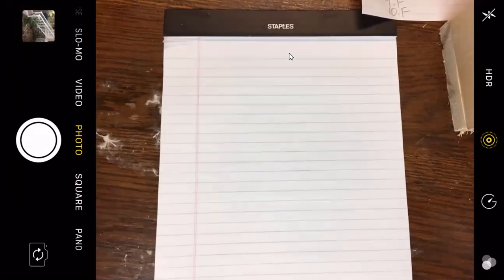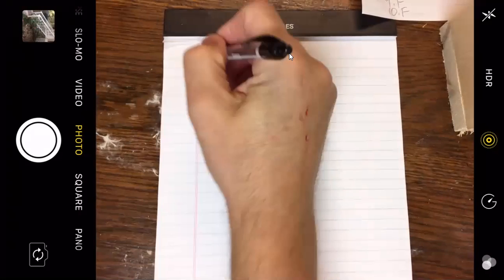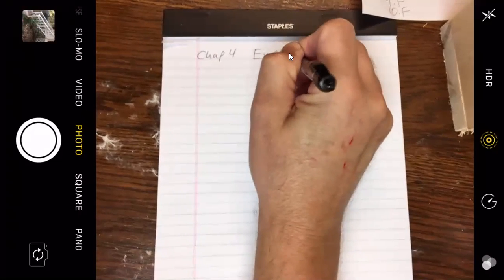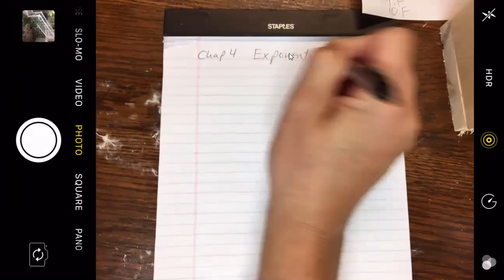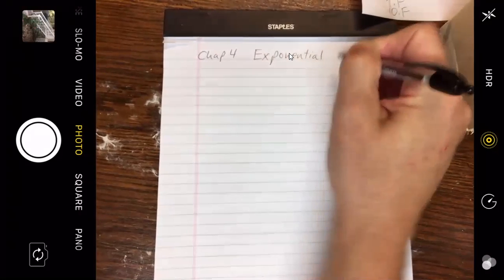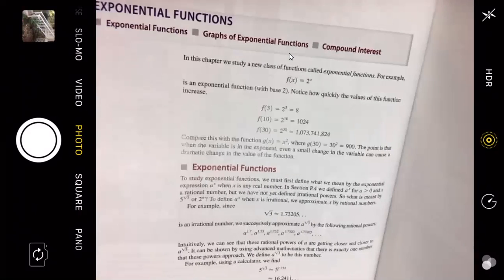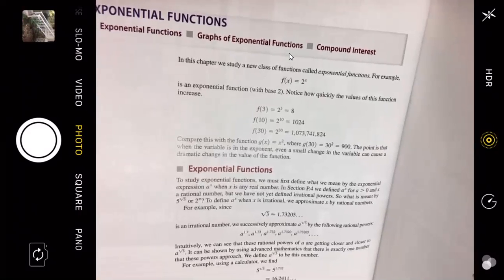I think you'll find chapter 4, in comparison to chapter 3, a bit more straightforward. Most of my classes have. There's a lot more calculator work in chapter 4. Chapter 4, we start with exponential functions. Okay, and they give you the first one there.